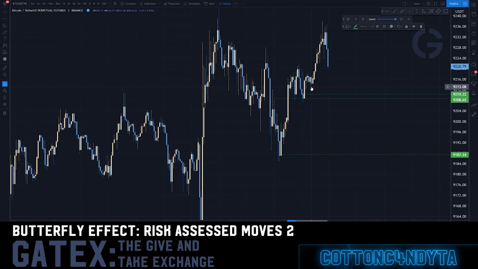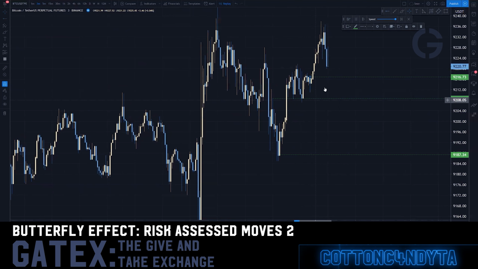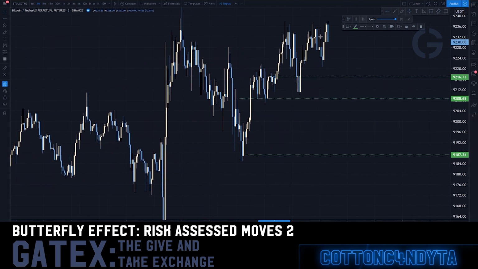92.10.22. What does this go to? 92.11.04. So less than $1. And at that point, your entry is not going to go much lower than something like this. Maybe it goes back down to test that level a second time. Yeah, it did.